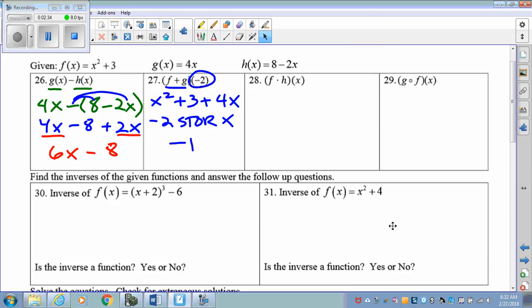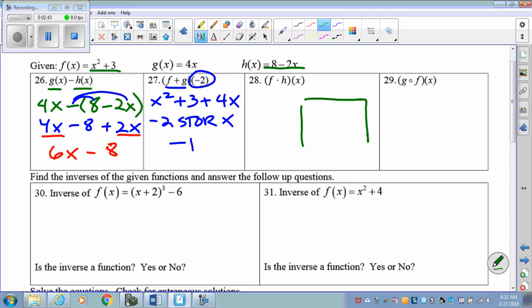Okay. And the next one, I'm multiplying f times h. So f is a binomial and h is a binomial. So I'm going to use the box. All right, and I'm going to FOIL these two. I've got 8 minus 2x times x squared plus 3. So I'm going to FOIL these. I'm going to multiply the x squared times 8, and I get 8x squared. And I'm going to do negative 2, and then x times x squared.